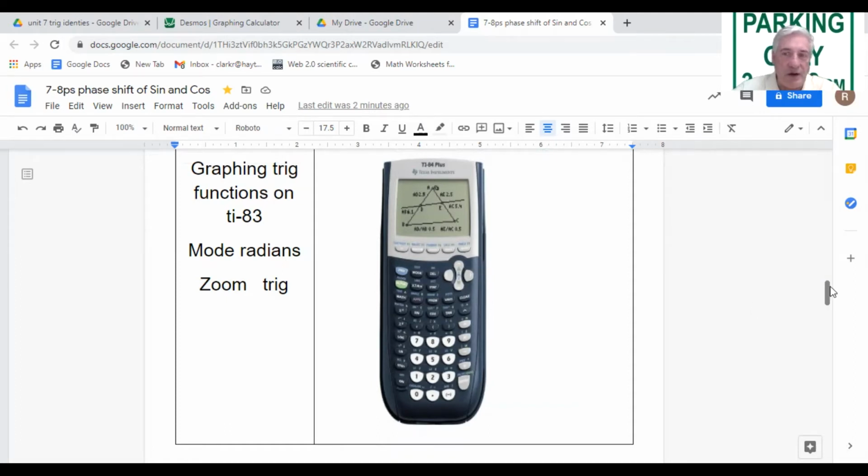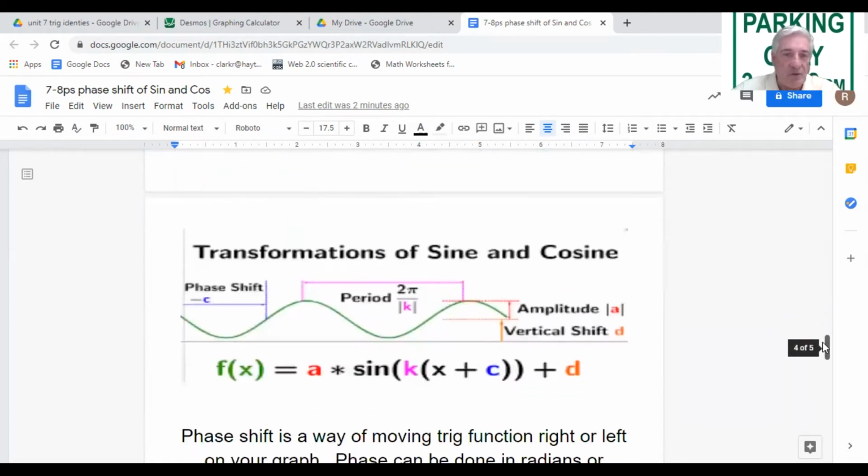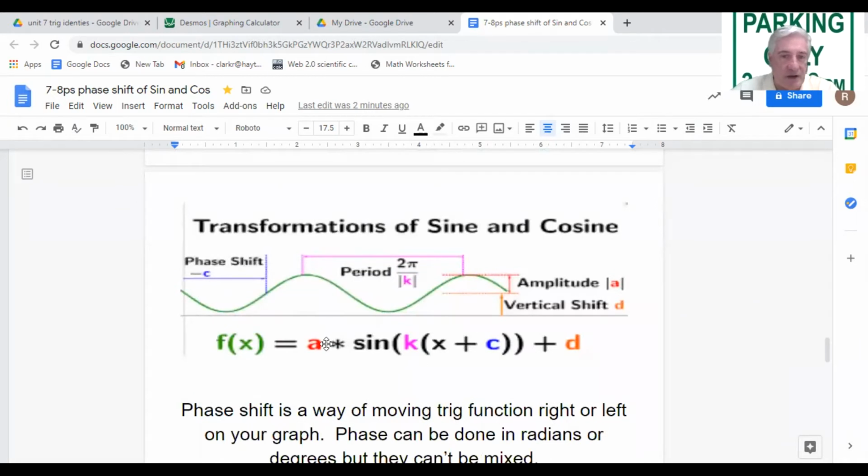So let's go graph some of these. There's the transformation once again. We've talked about the amplitude. It's A. The period is K. This is the third one. So now we're going to add it with X in parentheses, and all that's going to do is shift our graph over. So we're going to go to the graphing calculator, we're going to do some graphs, and then we're going to phase shift. It will take our graph and move it along the x-axis.